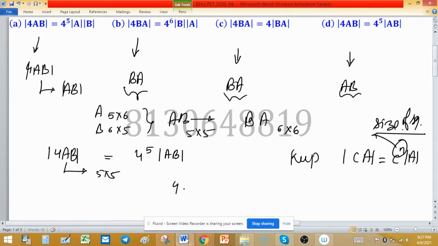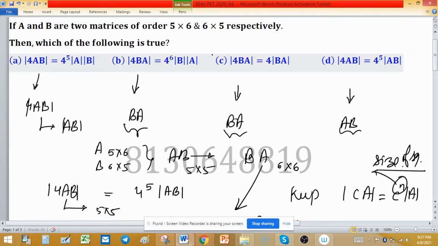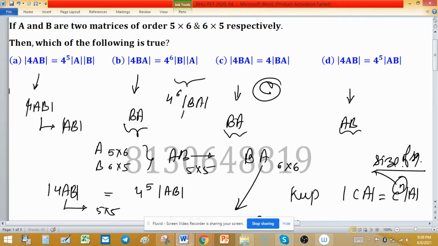Now check if B or C is true or not. Now determinant of 4 times BA, because of size of BA is 6 by 6, so 4 raised to the power 6 determinant of BA. But in option C given is 4 times BA is equal to 4 times BA. So option C is wrong here, and option B is wrong because of individual product of individual determinant. If 4 raised to the power 6 determinant of BA, if it is given, then option B become true. So right option is only D.